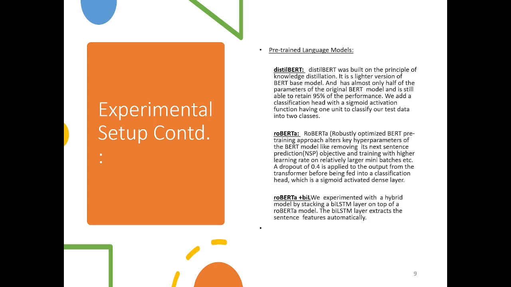DistilBERT is basically a mini version of the BERT model. It is a lighter version. It has performance close to the original BERT model, but in terms of resource utilization, it is quite lightweight. It's not that resource intensive. And the RoBERTa model basically removes one of the main objectives, the next sentence prediction objective, and is trained with higher learning rates and relatively larger mini batches. A dropout of 0.4 is applied to the output before we pass this output to the final classification head, that's a sigmoid activated dense layer basically.